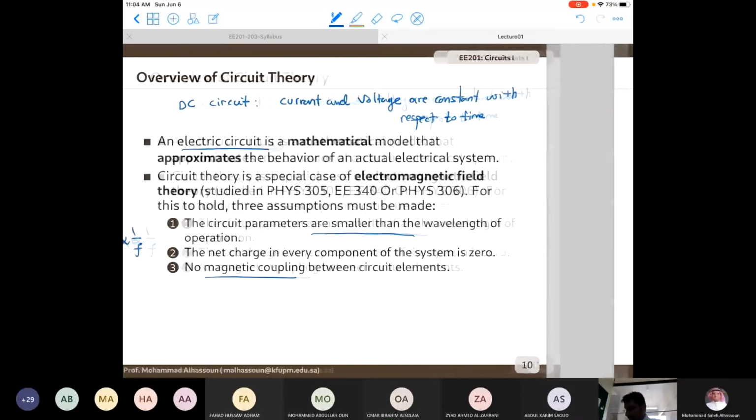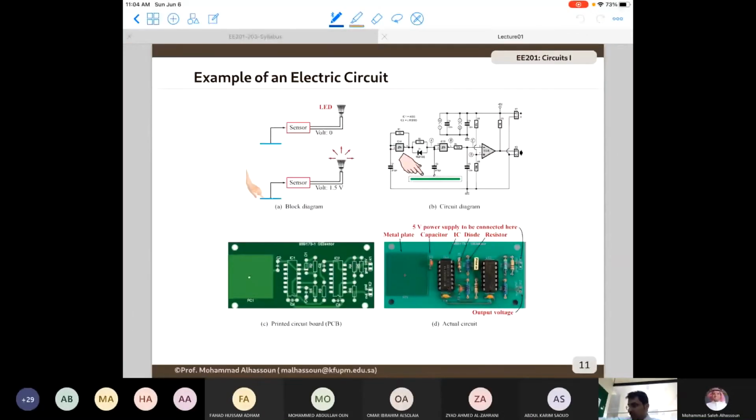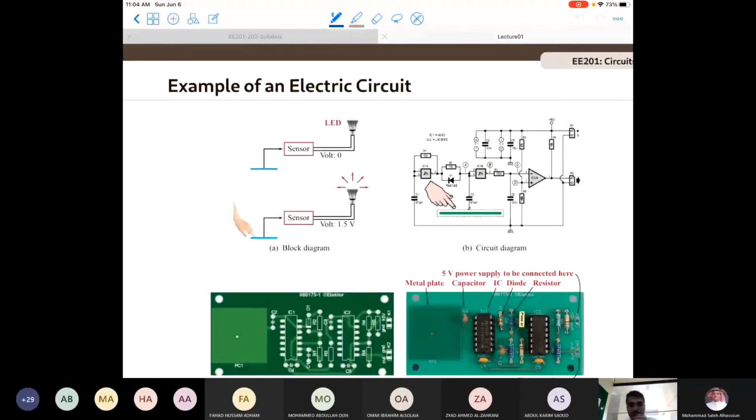So don't worry about this. This is just a general idea. As I said, in reality there is no electric circuit. You have an electric system, and that system is modeled using an electric circuit.